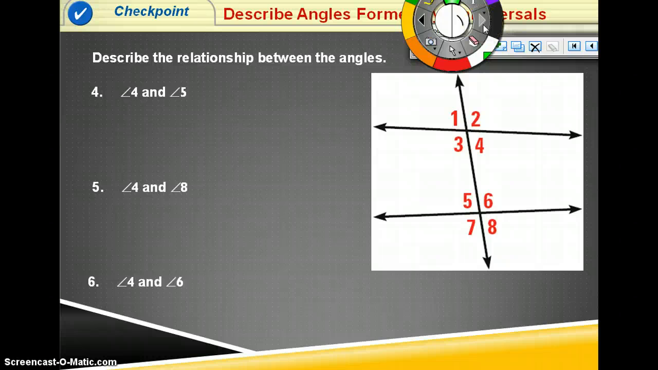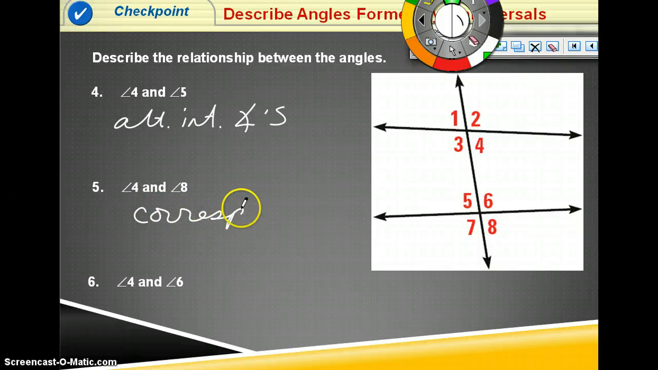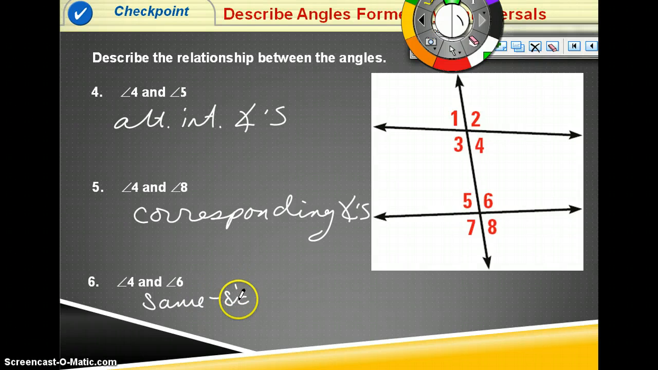One more, another checkpoint. Again, pause this one. Try to do those on your own. So let's check and see if you got them right. Angle 4 and angle 5 should be alternate interior angles. Angle 4 and angle 8 should be corresponding angles. And angle 4 and angle 6 should be same side interior.